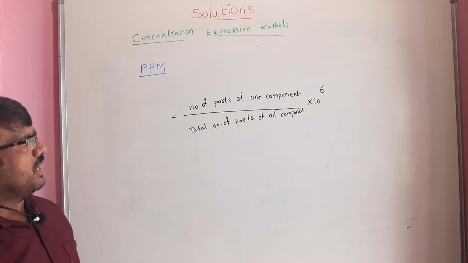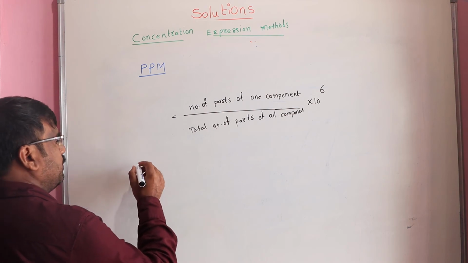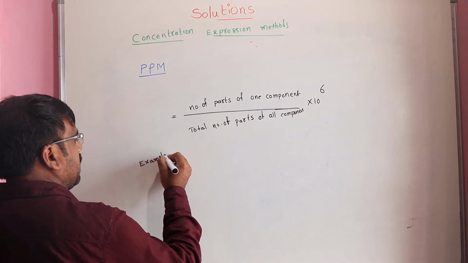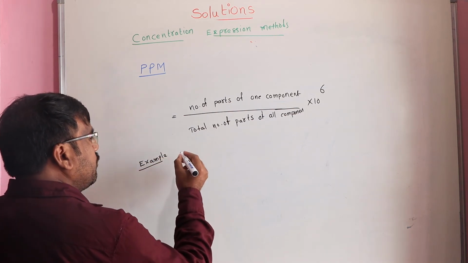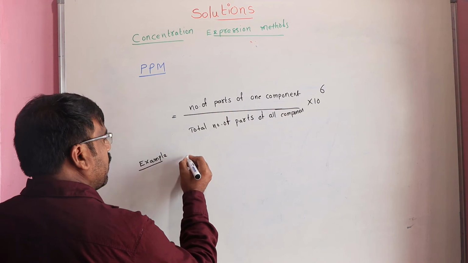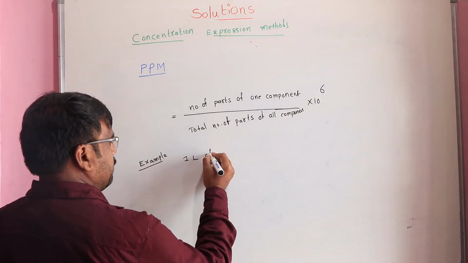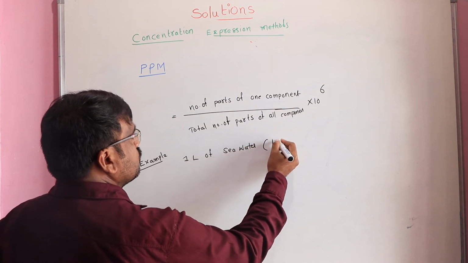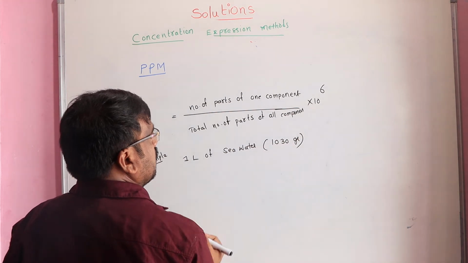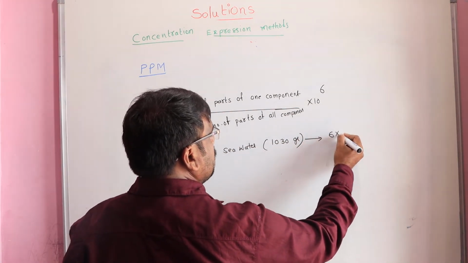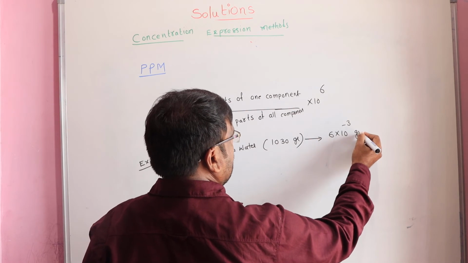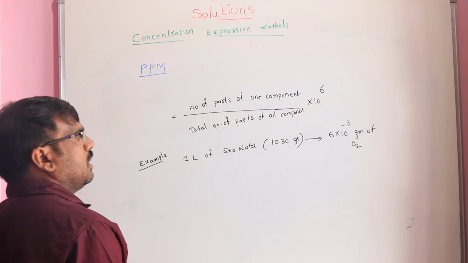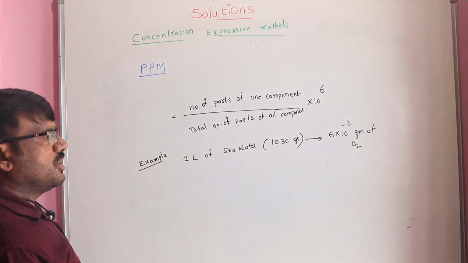And we have one point here. Actually they given one example for us. See, if we take 1 liter of sea water, its weight is 1030 grams, containing 6 into 10 power minus 3 grams of oxygen, O2. Then they ask to express this concentration in ppm.